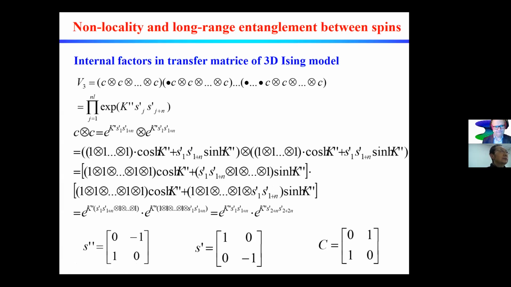But in this transform matrix, you can see this spin is not like a nearest-neighbor interaction, it is a long-range interaction. So it means along the third dimension, we have the long-range interaction effectively. We can have the formula. You see, for every spin, you can have the long-range interaction.